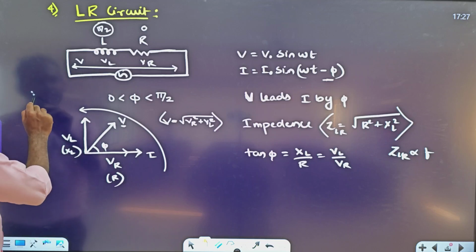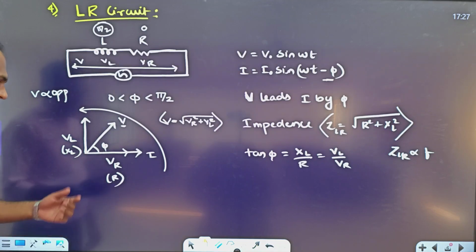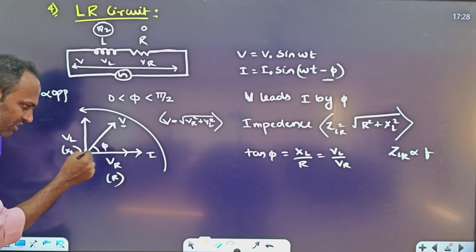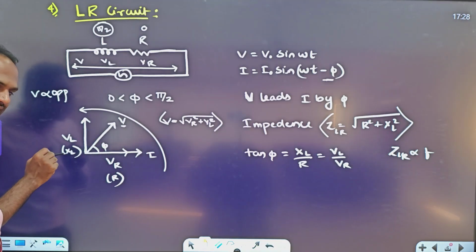We know very well voltage is directly proportional to the opposition, and the resistance is directly proportional to the voltage. That's why where you take VR on the same axis, you can take R also. Where you take VL on the same axis, you can take XL also.